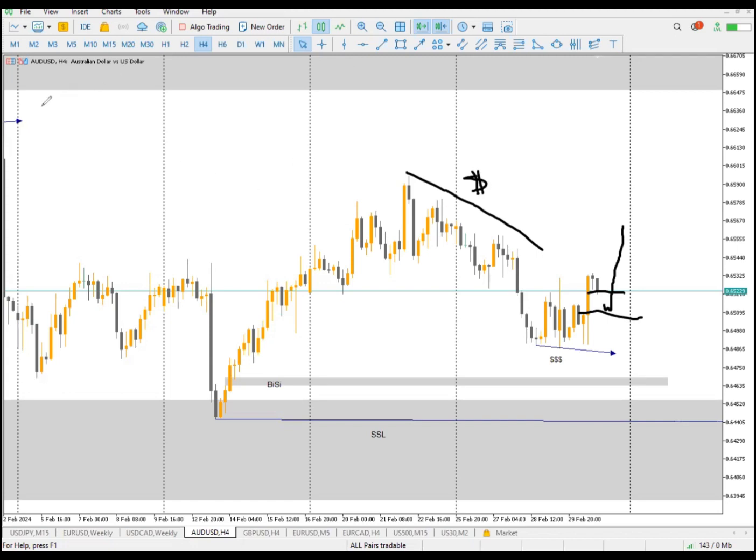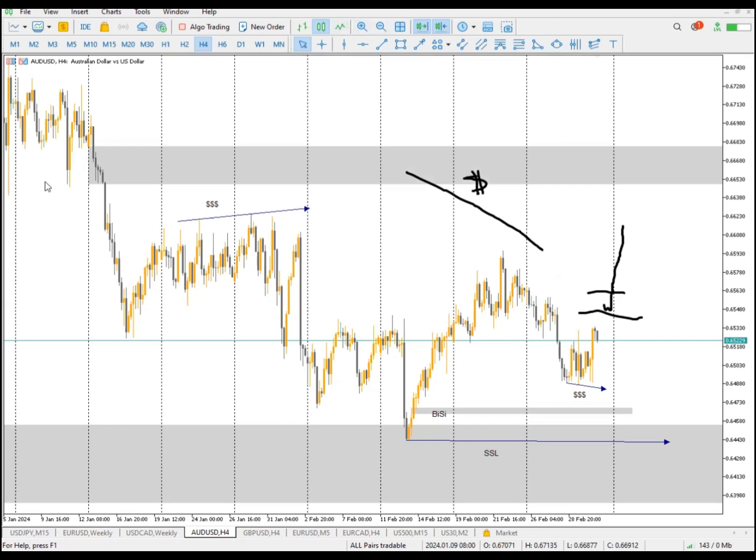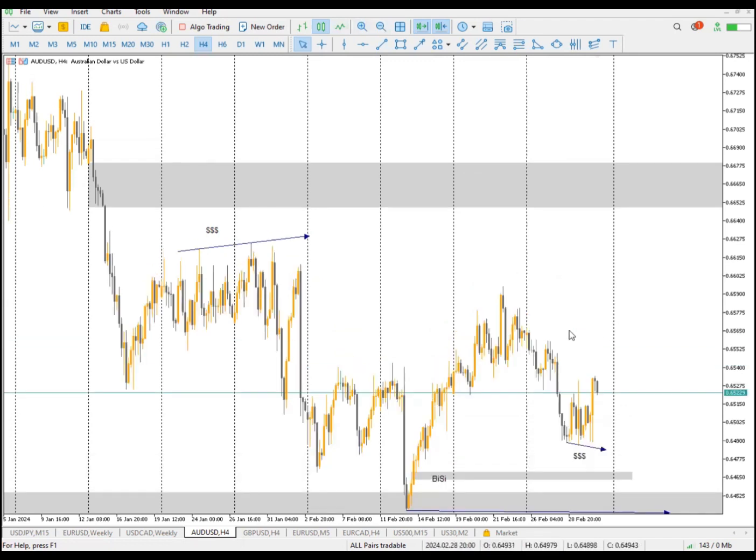It's just going to be fetching that liquidity over there. That's all it's going to be doing. So now with that said, guys, we know that if it pushes up, where are we going? Here.